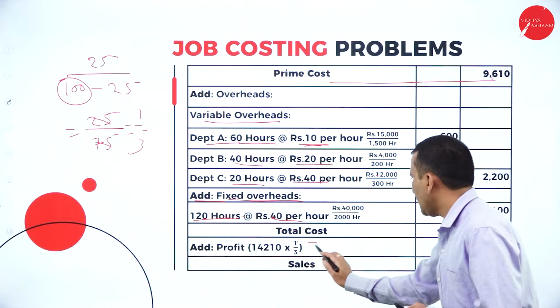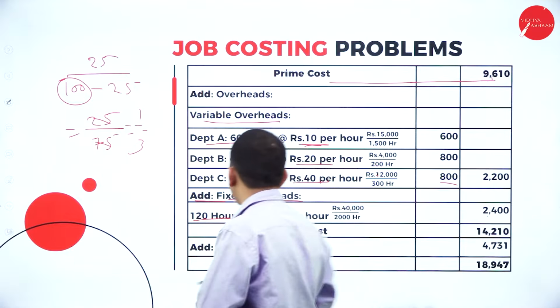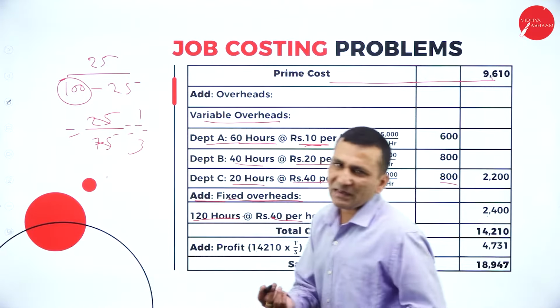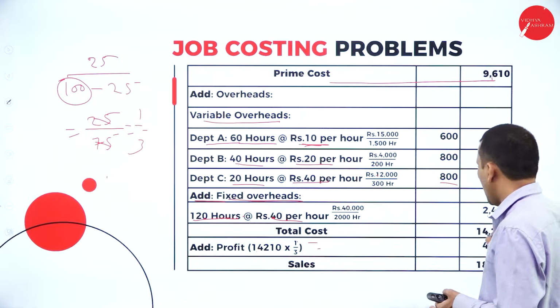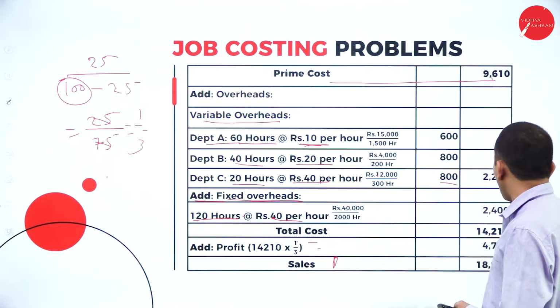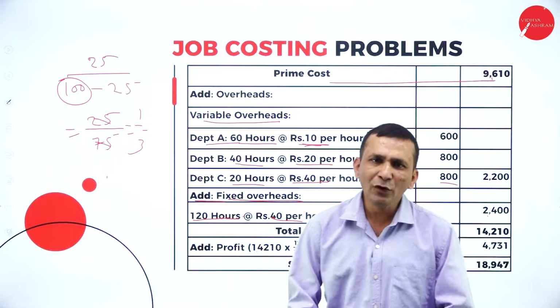Otherwise, if you try to calculate on the basis of total cost, the percentage is given. Now 14,000 into percentage, directly we can do. So if you add together, the total selling price is 18,914. I hope you cleared.